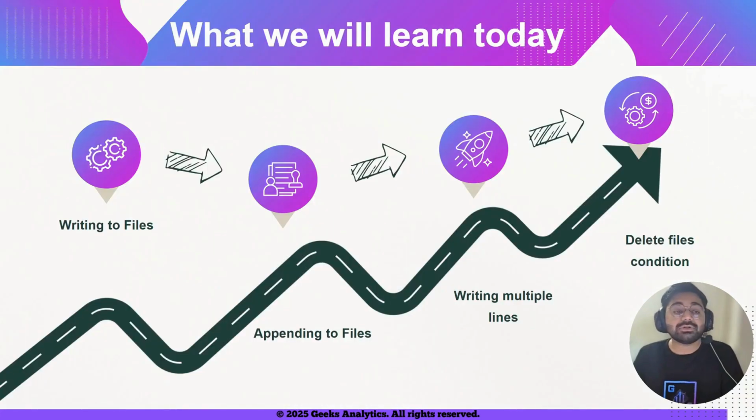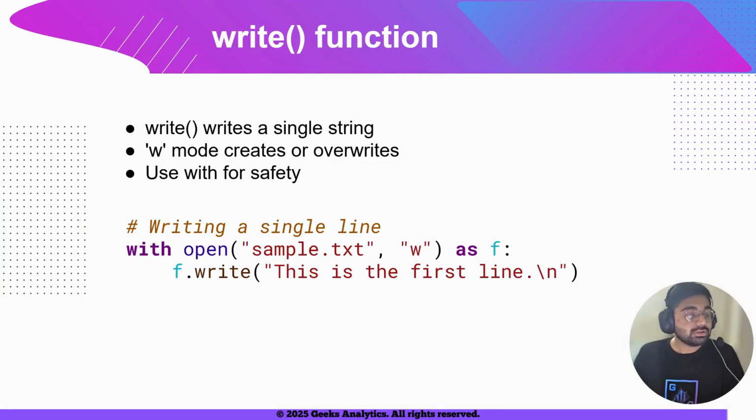In today's session, we'll go beyond reading. We will create, update, and manage file content. We'll also cover how to delete files safely. So, first of all, talking about the write function, the write function takes a string and stores it in a particular file. If the file doesn't exist, it also creates the file. And the mode here to write the file, instead of r, we will be using w.